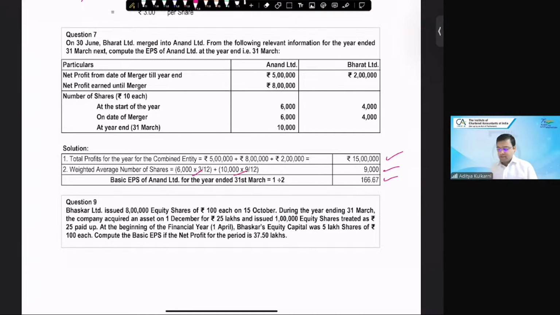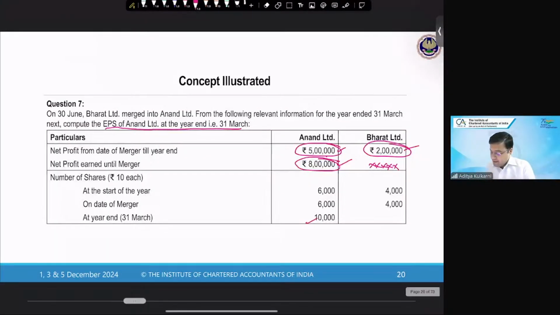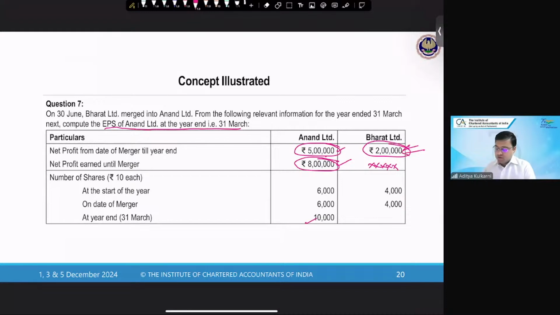Are we okay with this? Yes, sir. The major point is this 2 lakhs. You have to consider it from the date of merger until the year end.